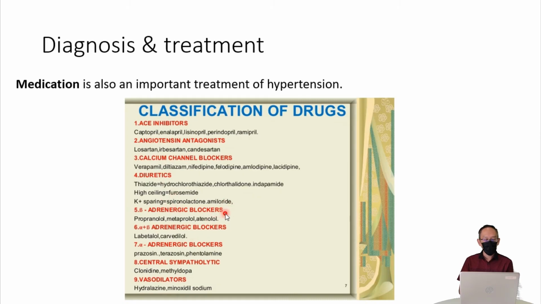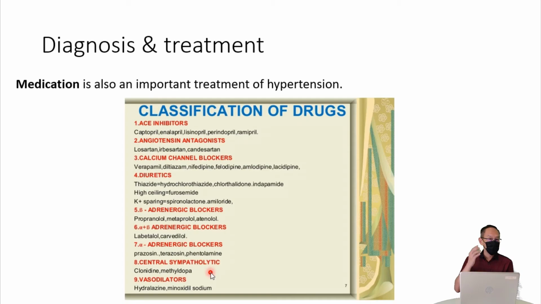We also use beta adrenergic blockers, right? For example, beta blockers, like propranolol, metoprolol, and atenolol. We have a combination of alpha and beta blocker, labetalol and carvedilol, and pure alpha blockers like, for example, prazosin, or we call it Minipress, terazosin, and phentolamine.